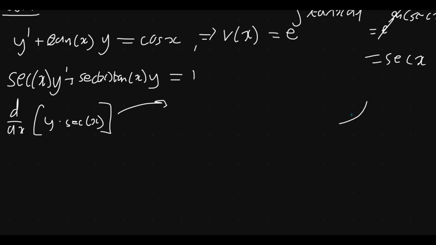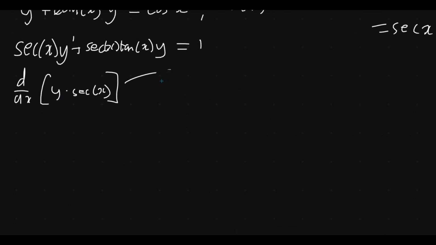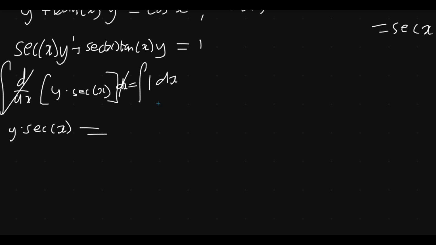So you check that that's the derivative, and now we're going to set this equal to what we have, which is 1, and now we can just integrate this to get rid of this. Integrate with respect to x, get some nice cancellation here, and this gives us that y times the secant of x equals none other than x plus our arbitrary constant of integration, c. Let's call it c1.